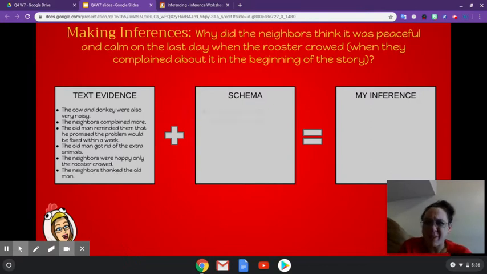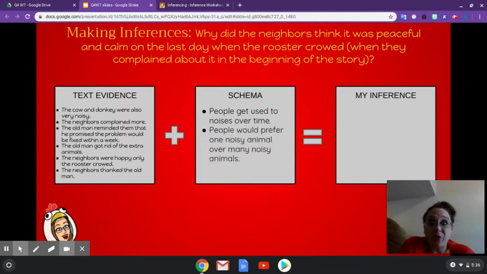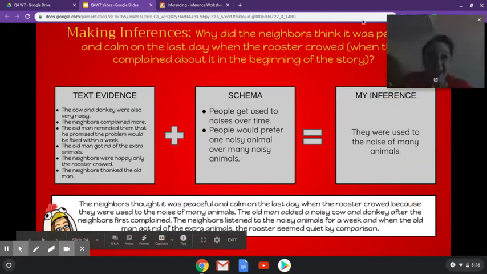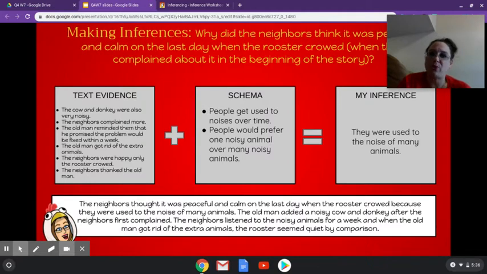Well, what is my schema from that? Well, people get used to noises over time, like we mentioned. Also, people would prefer one noisy animal over many noisy animals. So they were used to the noise of many animals. So what can we infer? The neighbors thought it was peaceful and quiet on the last day when the rooster crowed because they were used to the noise of many animals. The old man added a noisy cow and donkey after the neighbors first complained. The neighbors listened to the noisy animals for a week, and when the old man got rid of the extra animals, the rooster seemed quiet in comparison.